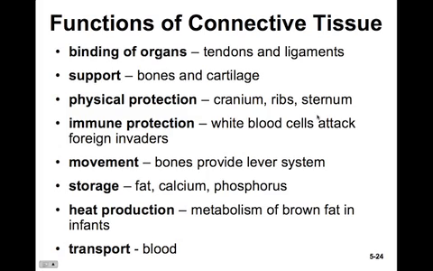Connective tissue is also involved in storage, when we consider fat as energy storage, and the bones will also store things like calcium and phosphorus. Connective tissues are also involved in heat production, so metabolism of fat, or brown fat in infants. Brown fat is a slightly different variety of fat that has a lot of heat release in its consumption. Also, transport is a role of connective tissue, as we'll see when we examine blood.